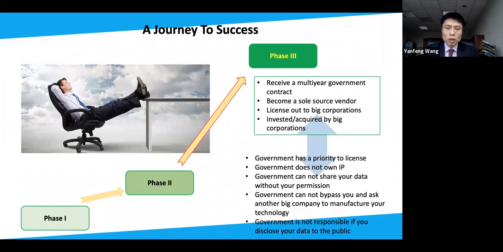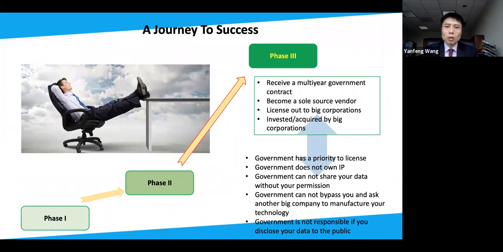Therefore, a large corporation may be more suitable to manufacture that for the government, such as Northrop Grumman, Raytheon, General Dynamics, if we're talking about the defense sector. The data protection right guarantees that the government cannot share your data with those big corporations. Therefore, there's no way the big corporation can bypass you and make the protection.